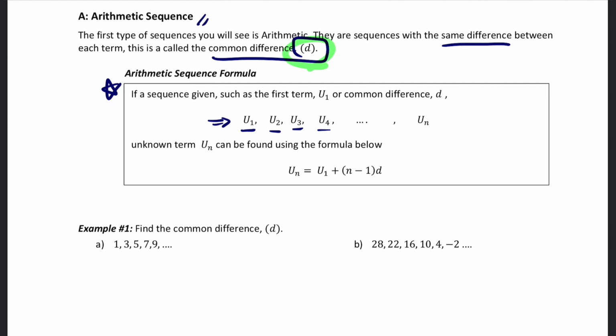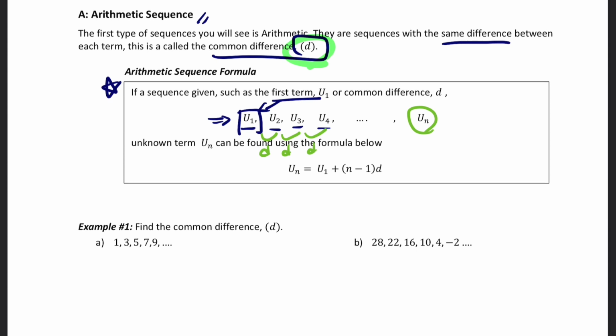Okay, so U1 here represents the first term, and the difference between each term is identified as the common difference D. And if there's an unknown term, what you can do is use the arithmetic sequence formula Un equals U1 plus n minus 1 times d to identify this unknown term. Okay, so let's try some of the examples.